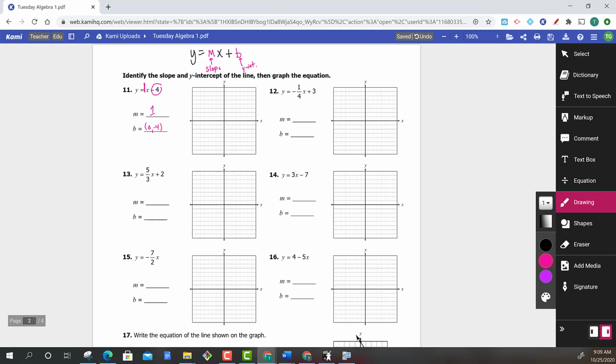So to graph this, we're always going to start with our b, with our y-intercept. So 0, -4 would be down 4 on the y-axis. And then we're going to use our slope to graph other points. The slope is 1, but let's rewrite this as a fraction because we know slope is rise over run. So that tells me we can go up 1, right 1.